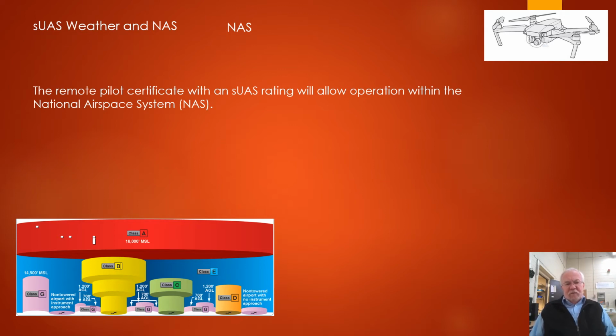So the remote pilot certificate with this UAS rating will allow operations within the National Airspace System, so we need to be aware of the airspace system. There are two different categories of airspace. There's regulatory and non-regulatory. Regulatory airspace includes these classes as you see here.